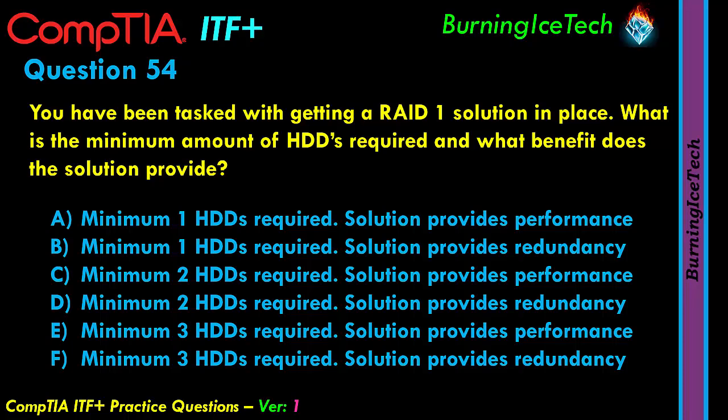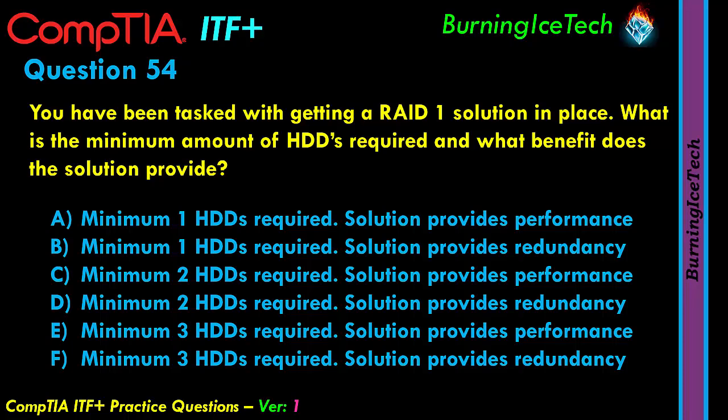If you look at all the answers below, you'll see the first two, A and B, say a minimum of 1 hard drive is required. So we know it's not 1, we need 2 hard drives. C and D say a minimum of 2 hard drives, and E and F say a minimum of 3 hard drives. If this was a RAID 5 question, then it might have been E or F. But considering this is RAID 1, and we know RAID 1 needs a minimum of 2 hard drives, it's going to be between C and D.